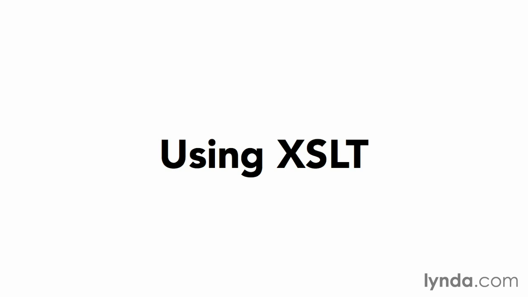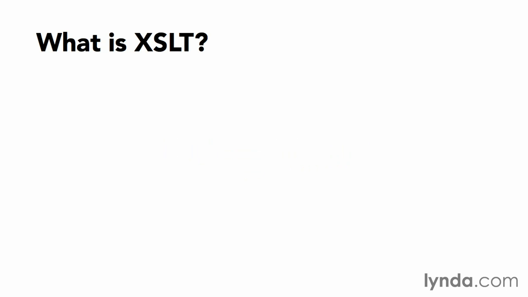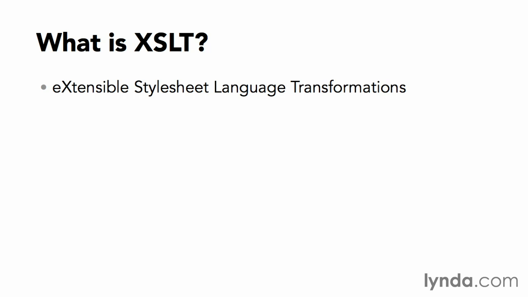XSLT is another one of the complementary XML technologies that you can use to work with XML data. And it builds on using XPath. So if you haven't yet watched the chapter on XPath, you should probably go watch that before coming here. XSLT is the Extensible Style Sheet Language Transformation Specification.